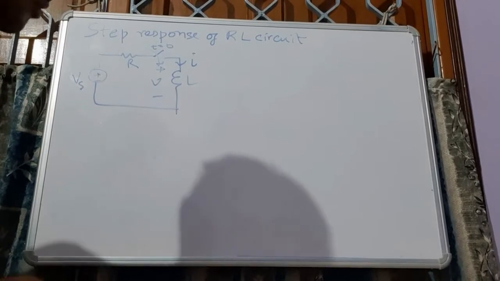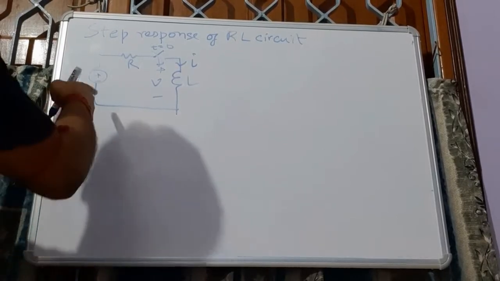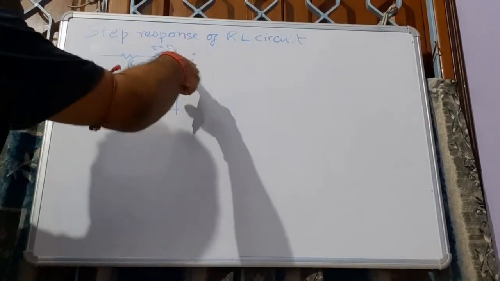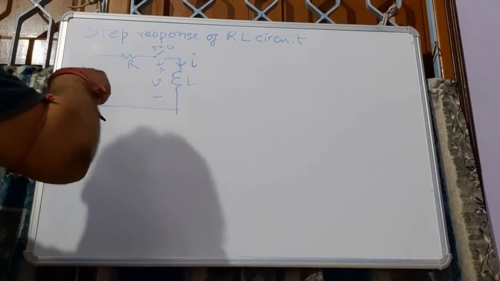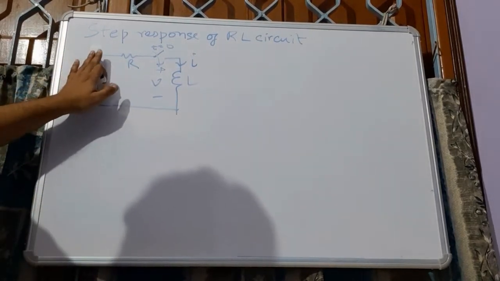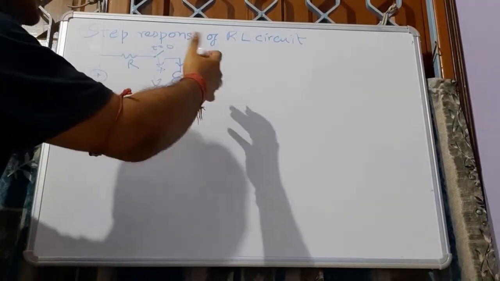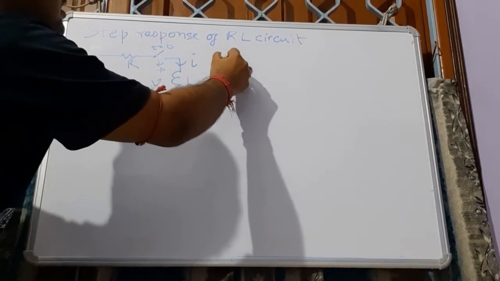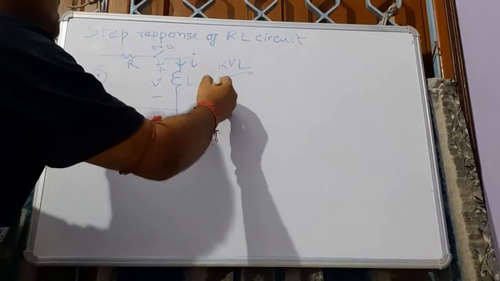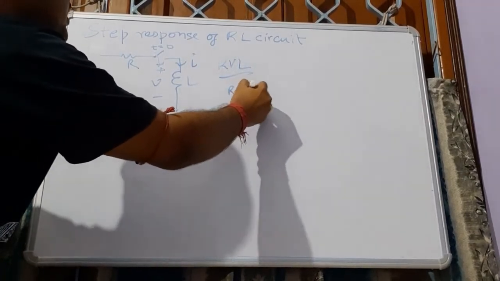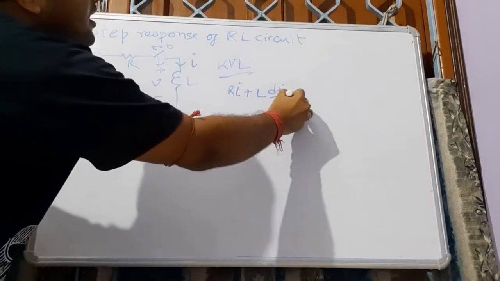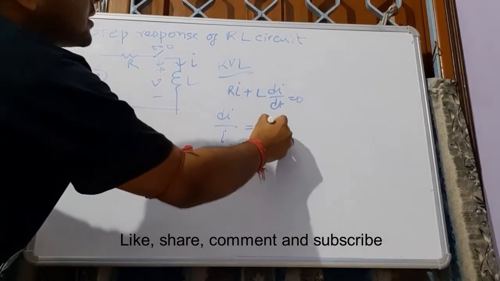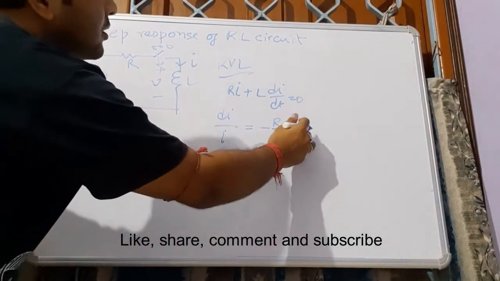Now what will be the response? Okay, what will be the formula of this i(t)? So first take this voltage source as short circuited. Then we know that if we apply KVL, this will be Ri plus L di/dt equals to 0, right? Now di by i equals to minus R by L into dt, right?